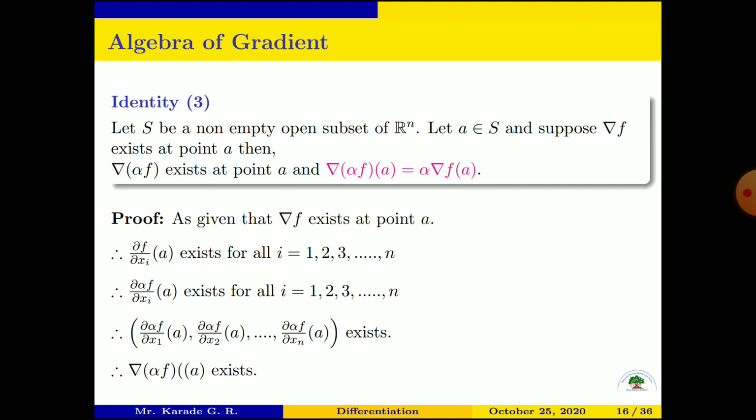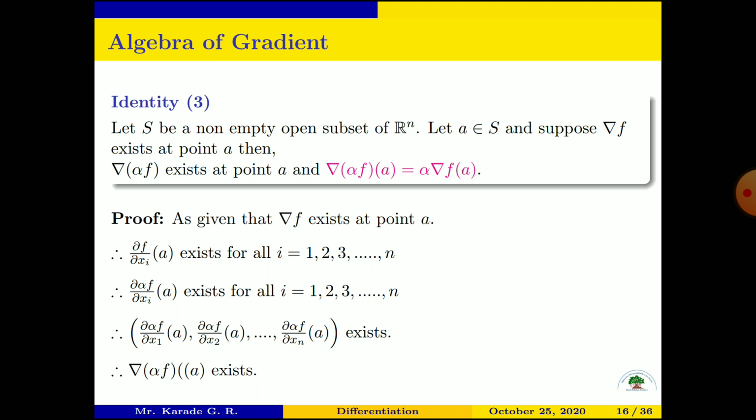Let capital S be a non-empty open subset of Rn and let A belong to S, and suppose the gradient of f exists at point A. Then the gradient of alpha f exists at point A, and the gradient of alpha f at point A is equal to alpha times the gradient of f at A. Okay, so once again the identity is gradient of alpha f at A is equal to alpha times gradient of f at A.